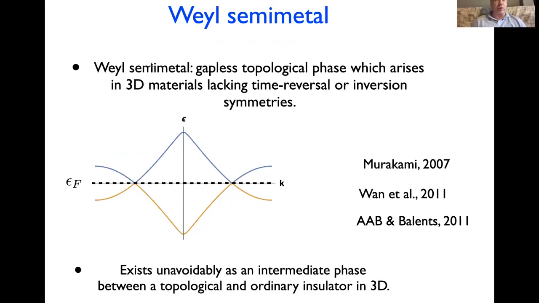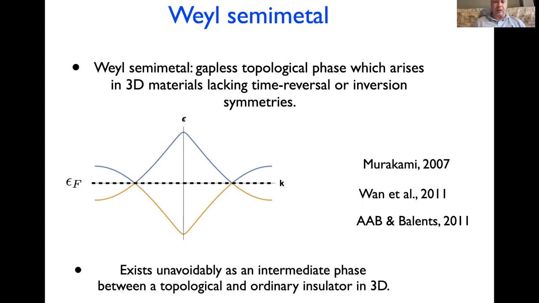So what is a Weyl semimetal? A Weyl semimetal is a gapless topological phase which arises generically in three-dimensional materials that lack either time reversal or inversion symmetry. Which means that they're either magnetic or have a non-centrosymmetric crystal structure. So what happens in Weyl semimetals is that bands touch at an even number of discrete points in the first Brillouin zone. And ideally the Fermi energy exactly coincides with these points.